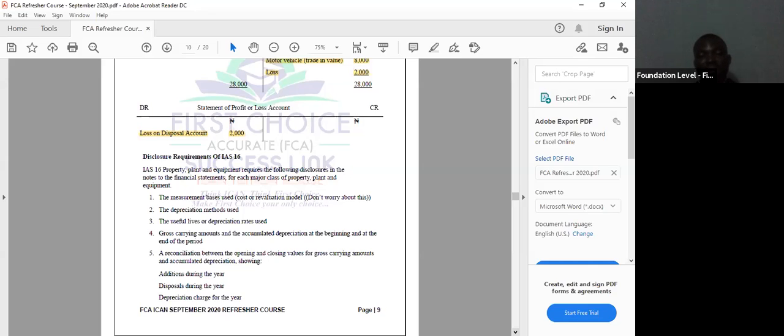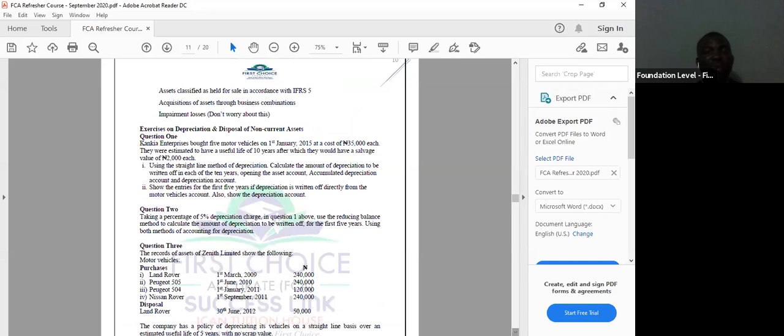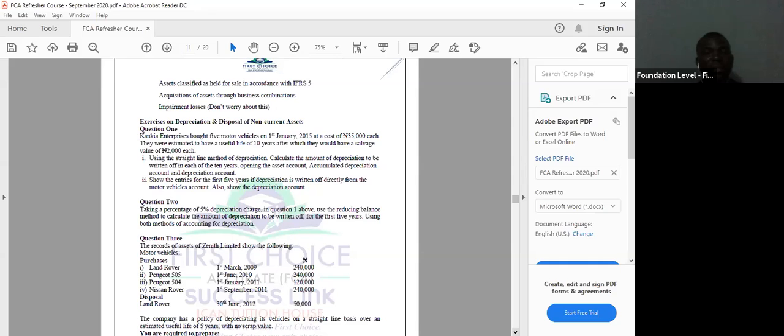The gross amount and the accumulated depreciation at the beginning and at the end must be shown, and that's what we talk about when we refer to the asset schedule. The asset schedule will always show the gross carrying amount and the accumulated depreciation at the beginning of the year and at the end of the year. And from there, you see how you reconcile the amount over the year. So basically, these are the disclosures that are expected from you.